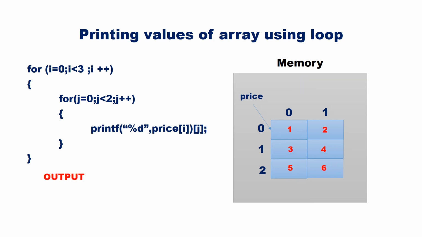Now let us see how we can print the values of an array. Here also we have to use nested loops. i and j represent row index value and column index value. For i equal to 0, i less than 3, i plus plus. For j equal to 0, j less than 2, j plus plus. printf %d price of i, j. The loop works in the same manner as we have seen in the case of scanf. When this code is executed, we will get the output 1, 2, 3, 4, 5 and 6.